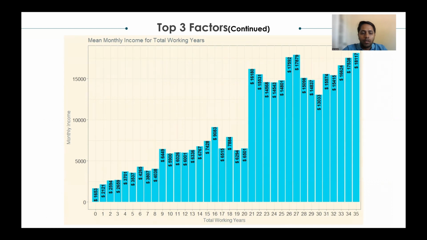For the total working years, we could see that those who work less years tend to get paid less mean monthly income compared to those who work more years. And at 20 years, there is a drastic increase in the mean monthly income.